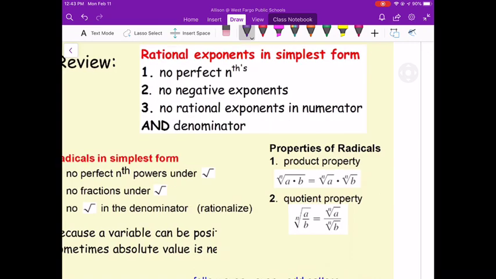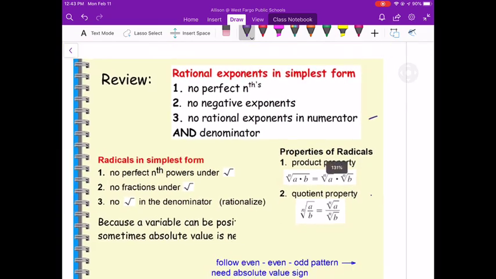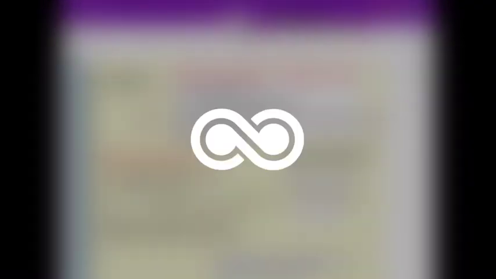So there's your review. Simplify as much as possible. Don't leave anything in fractions, especially if it's an improper fraction, then it can be simplified. So a good rule of thumb, change it back to radical and simplify it from there.